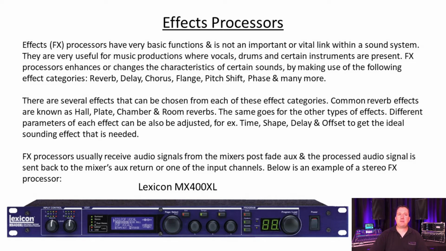Common reverb effects are known as hall, plate, chamber, and room reverbs. The same goes for all the other types of effects. Different parameters of each effect can also be adjusted, for example time, shape, delay and offset, to get the ideal sounding effect that is needed. FX processors usually receive audio signals from the mixer's post-fade aux, and the processed audio signal is sent back to the mixer's aux return or one of the input channels. Below is an example of a stereo effects processor, namely the Lexicon MX400XL.